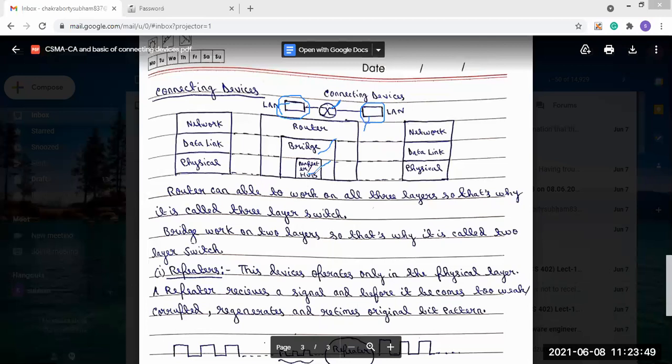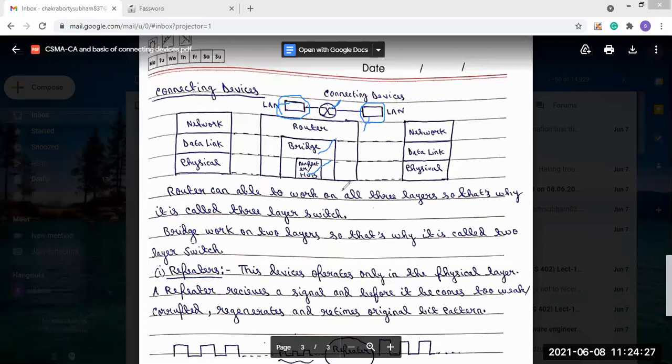Same as that, repeater or hub is called a one-layer switch because it only works on the physical layer. That's why repeater or hub is a one-layer switch, bridge is a two-layer switch, router is a three-layer switch. Now we will learn what the repeater or hub is, what the bridge is, what the router is. We'll see the concept of each of these one by one.